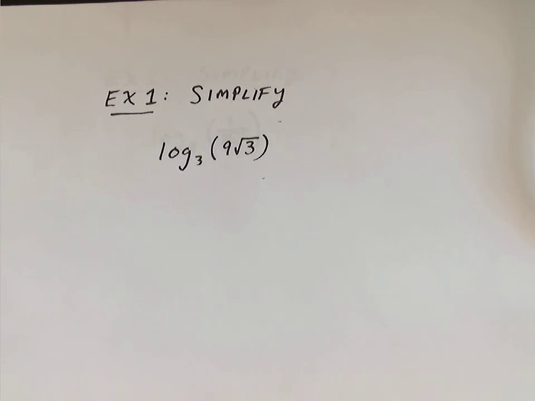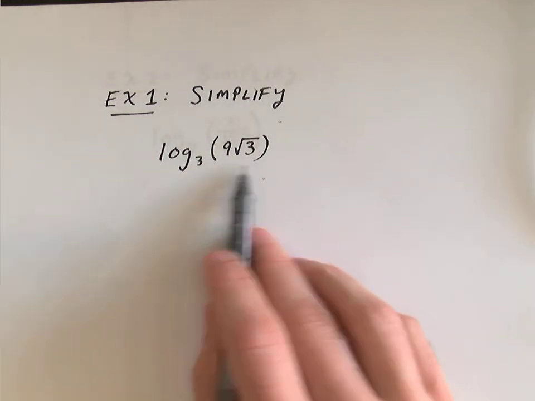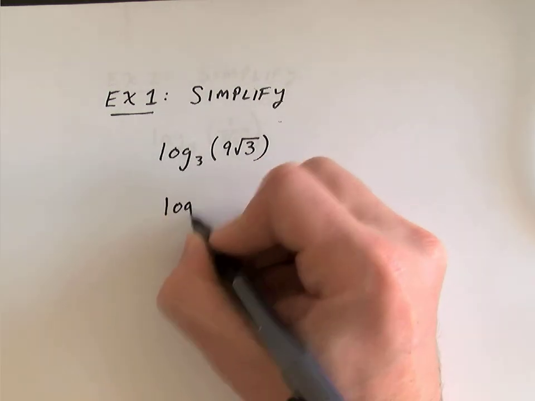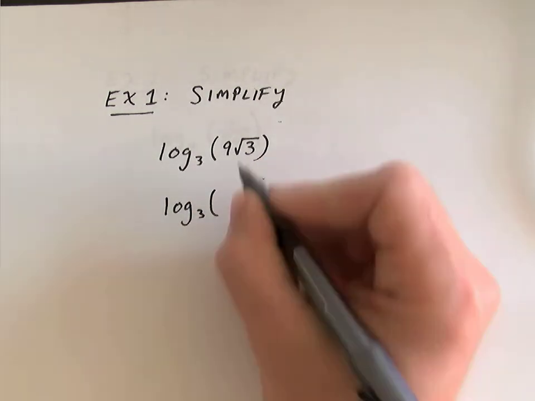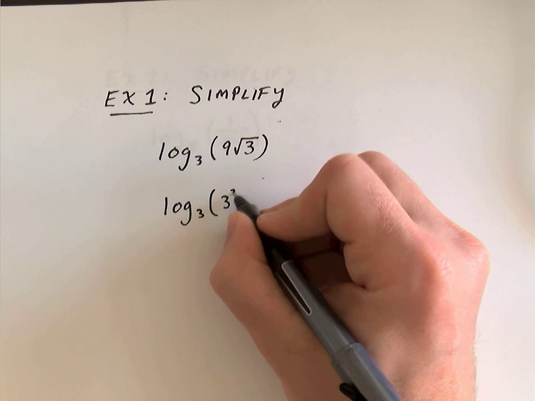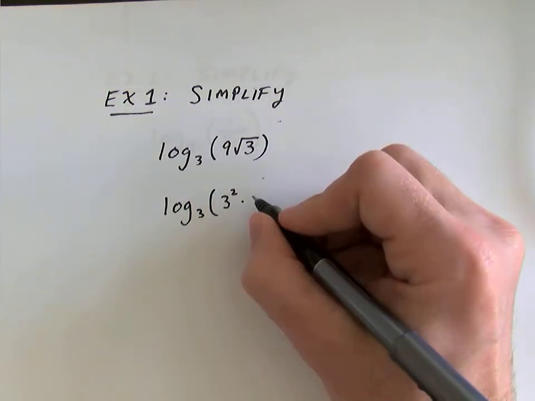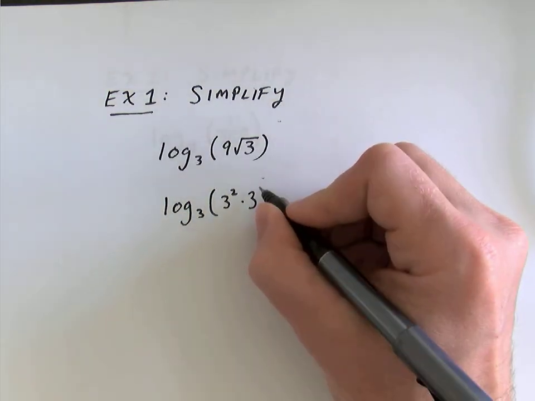Okay, our first example, we want to simplify log base 3 of 9 root 3. There's a couple different ways you can do this. I'm going to do it just by trying to take this argument 9 root 3 here and rewriting it. So let's see what that would look like. Log base 3, we know that 9 is 3 squared, and I know that the square root of 3, the square root means the half power, so this is 3 to the 1/2 power.